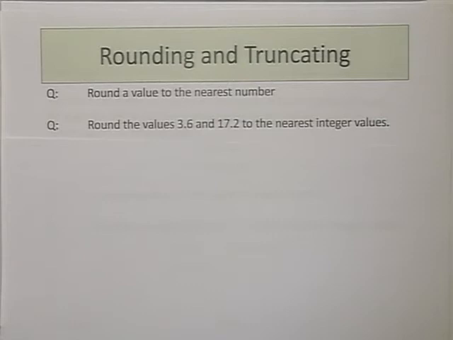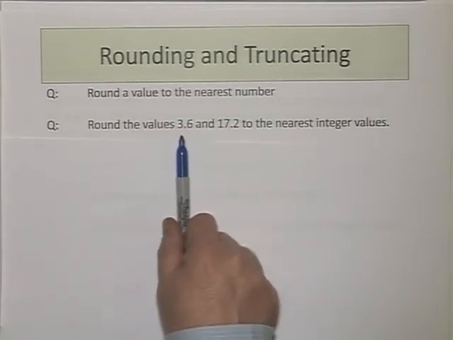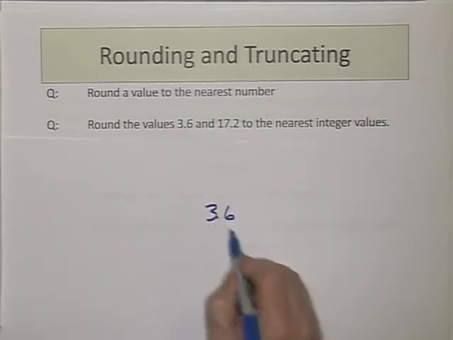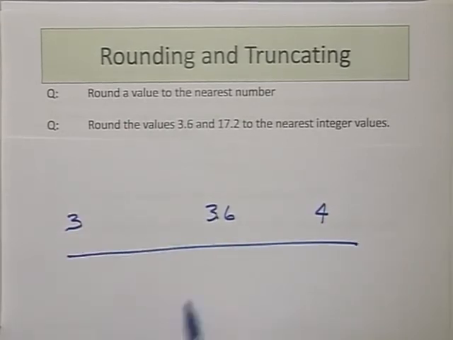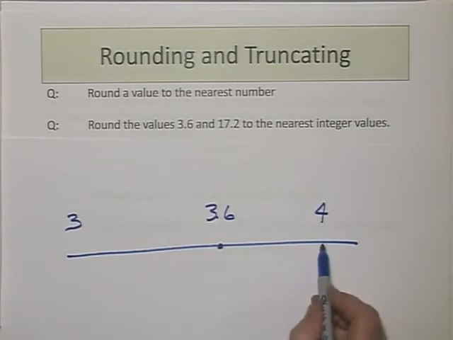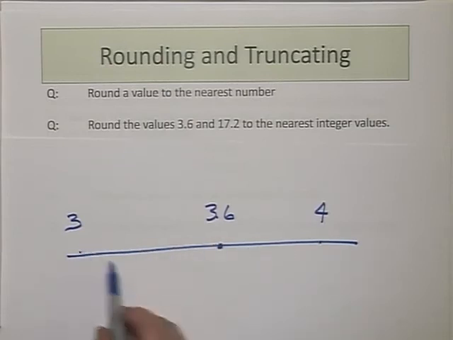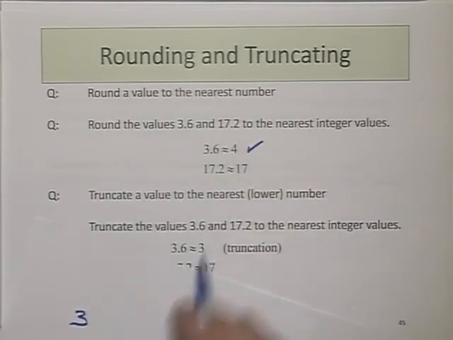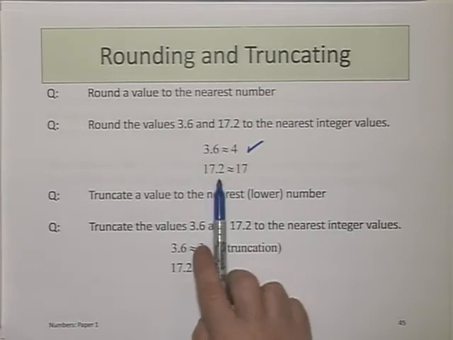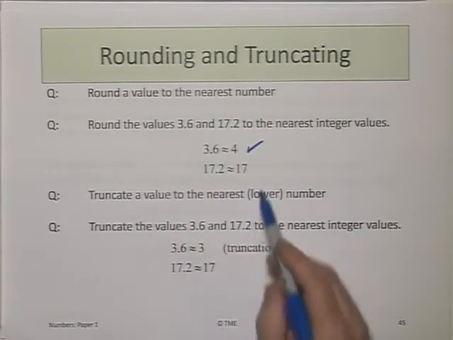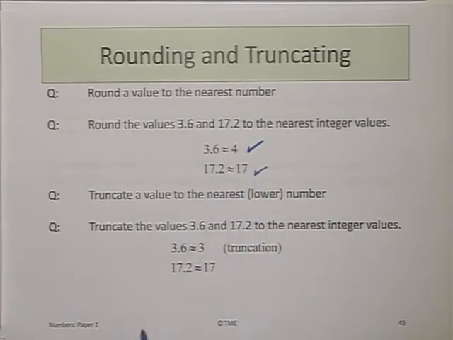Well, the nearest integer number to 3.6, well, we've got the 2 candidates on the number line. We've got 4 and we've got 3. And on the number line, 3.6 is nearer to 4 because this is 6/10 away and that's 4/10 away. So we round that to 4. Similarly, on 17.2, it's much nearer 17 than 18. So that's just the nearest one.